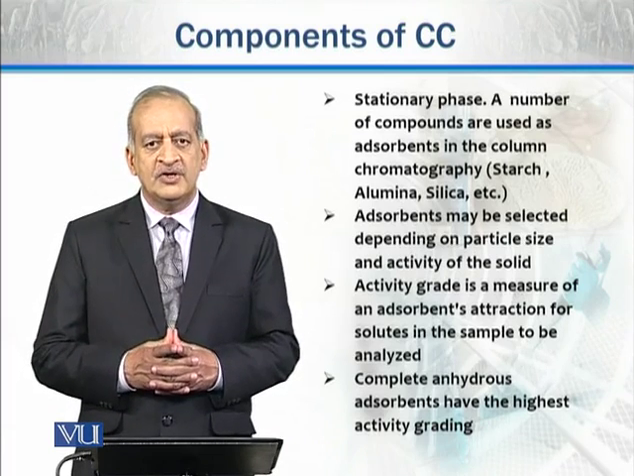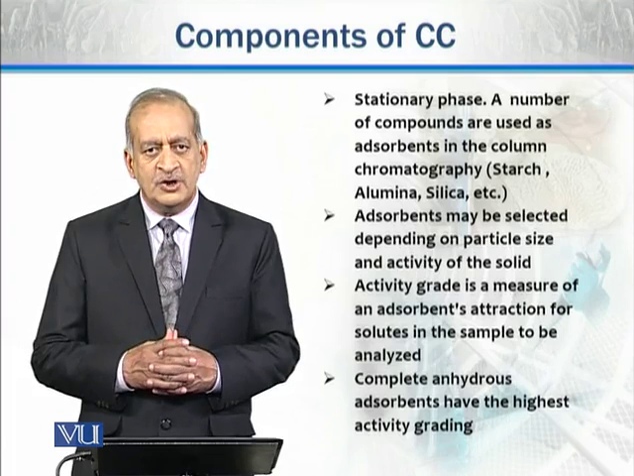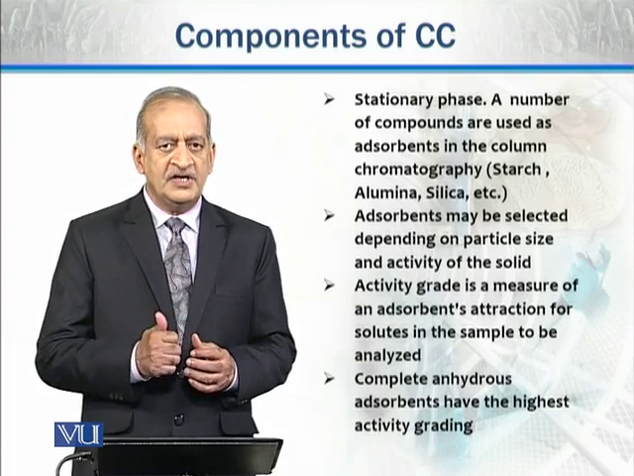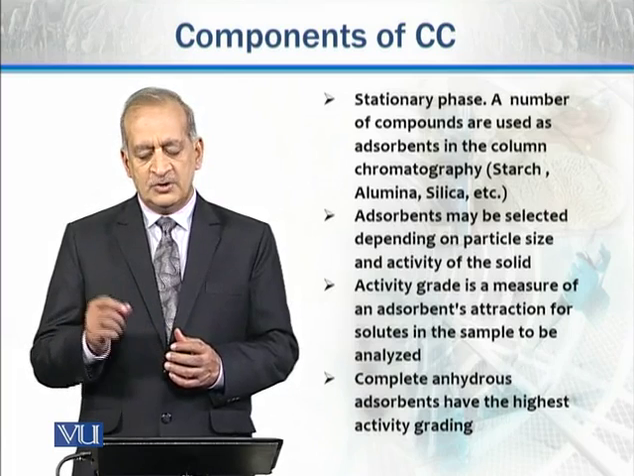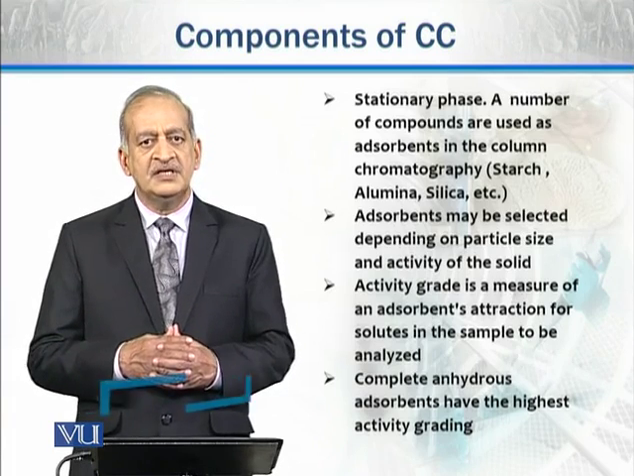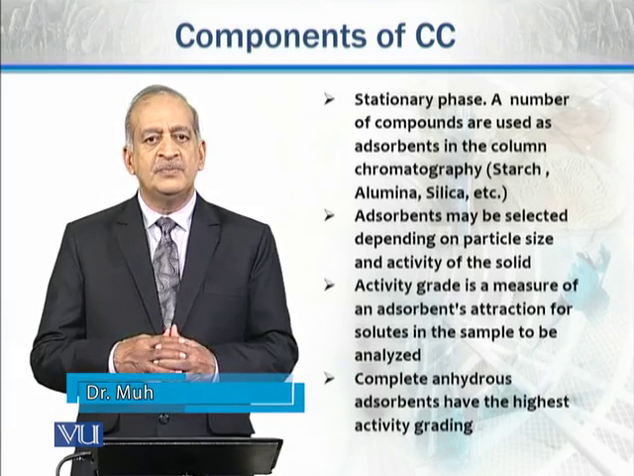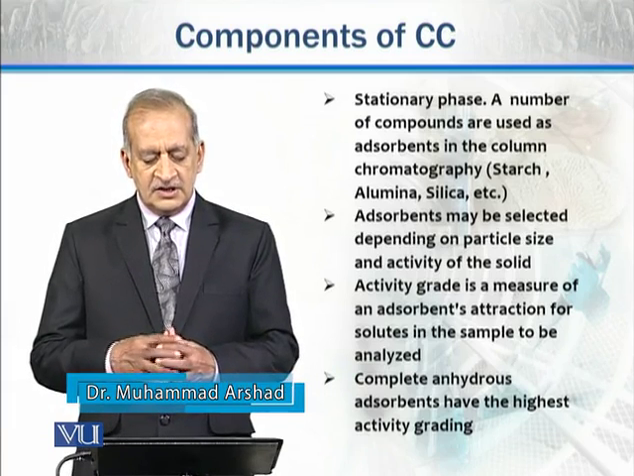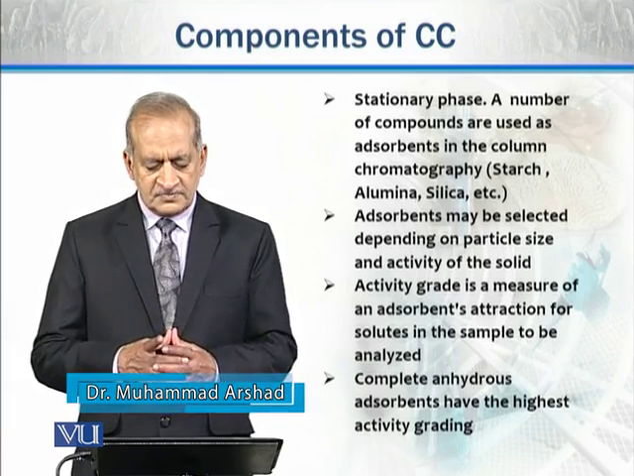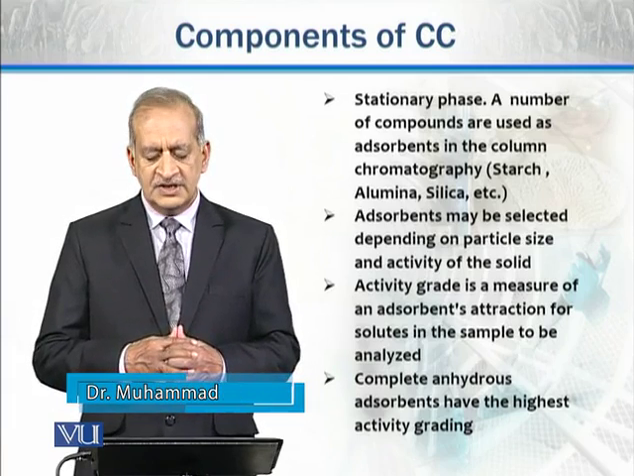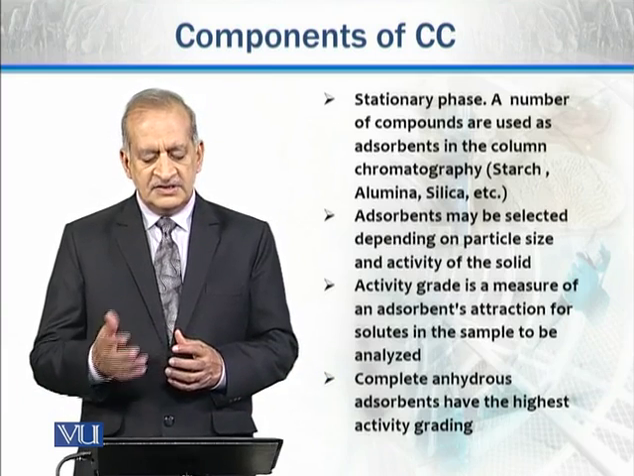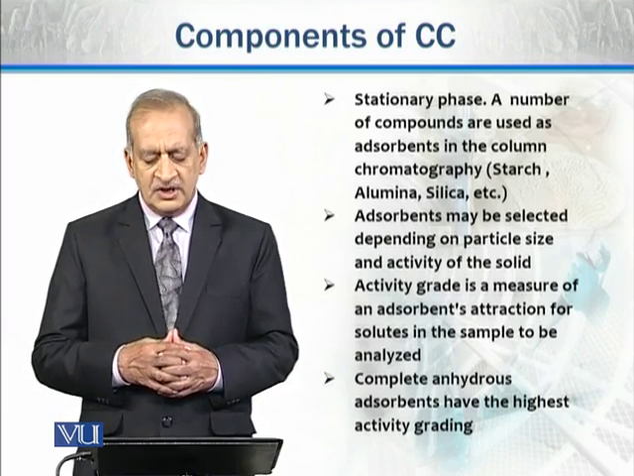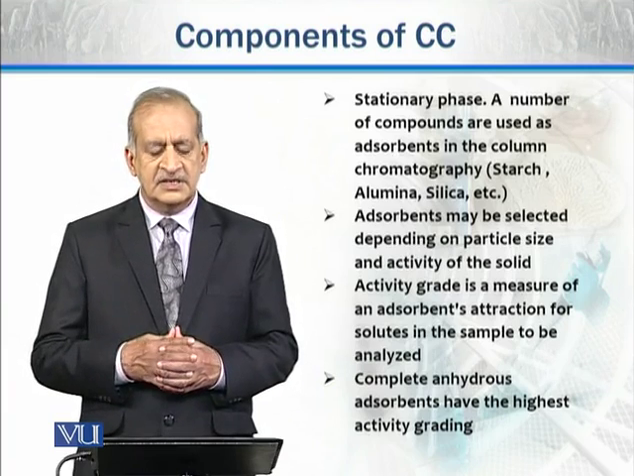Here in column chromatography, the component of a mixture which has more affinity with the stationary phase passes slowly, while those components which have less affinity with the stationary phase will pass fast through the column. A number of compounds are used as adsorbent in the column. These include starch, alumina, silica, and many others.